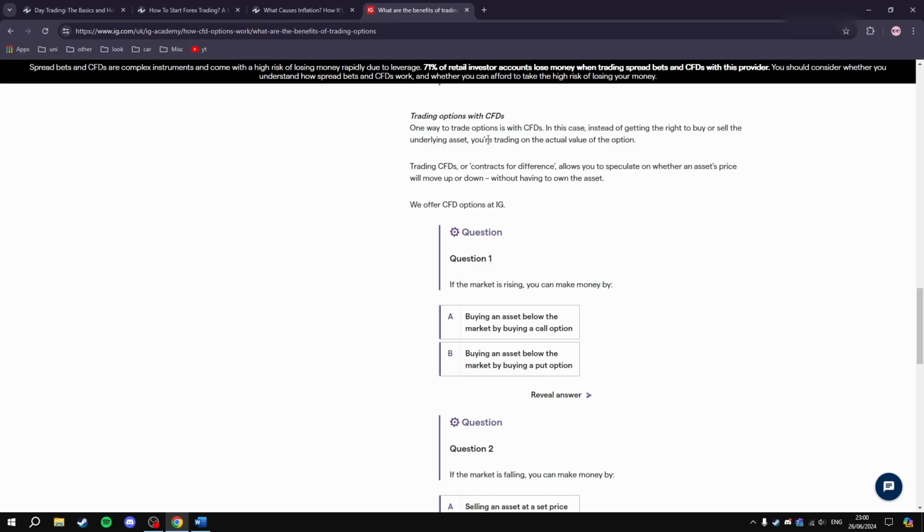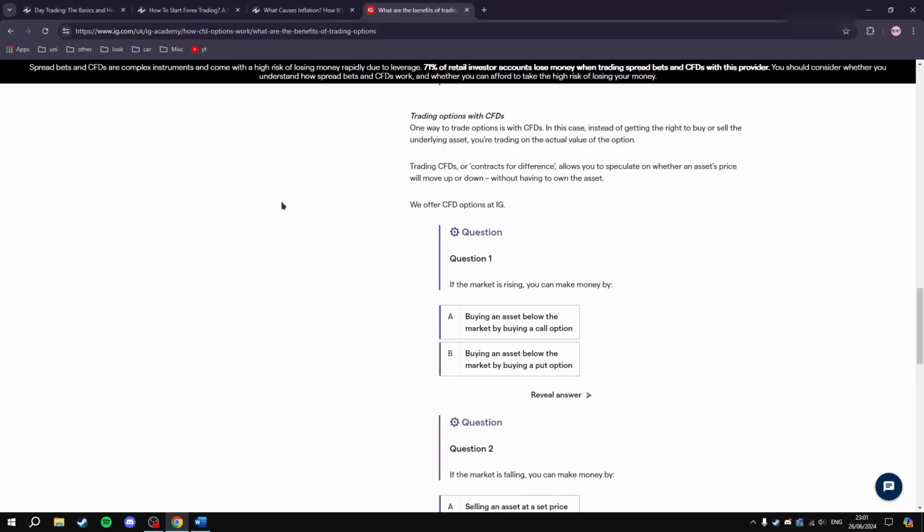So, trading options with CFDs. One way to trade options is with CFDs. In this case, instead of getting the right to buy or sell the underlying asset, you're trading on the actual value of the option. Trading CFDs, or contracts for difference, allows you to speculate on whether the asset's price will move up or down without having to own the asset.